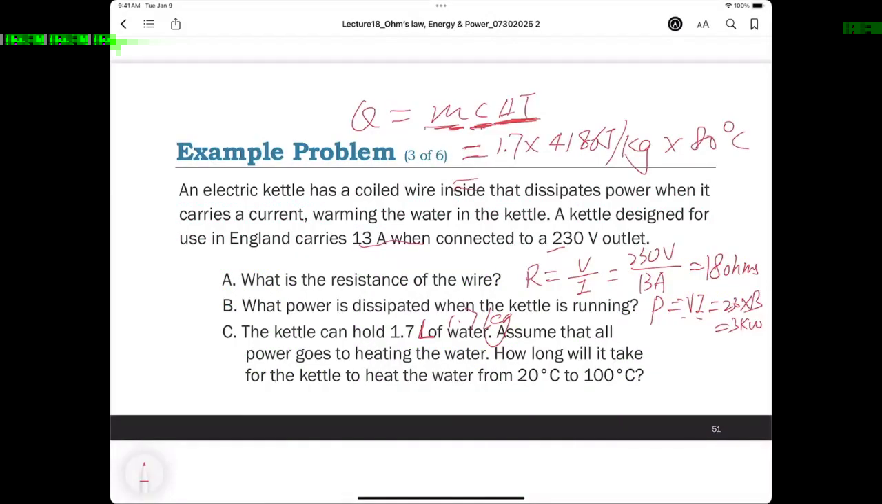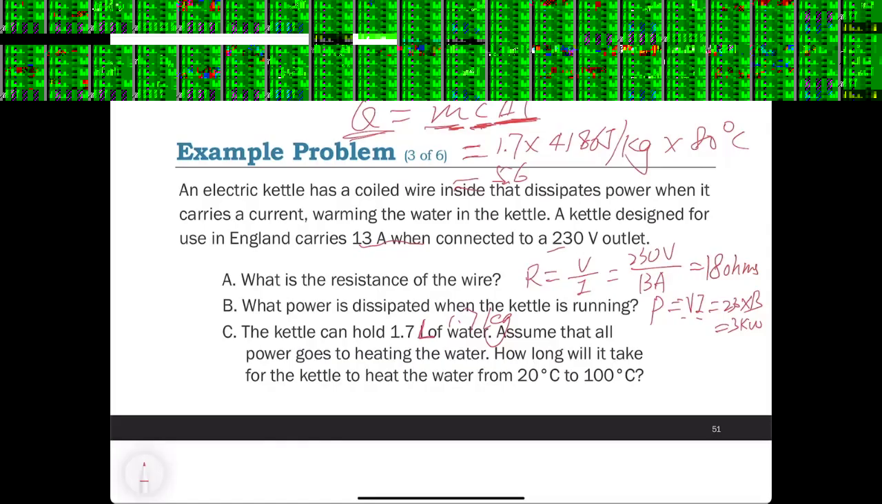And you can calculate the energy required. It's around 568,016 J. Yeah, it's around this value.